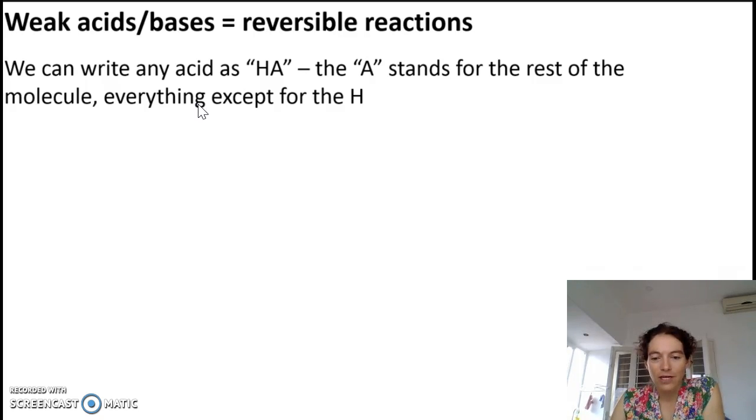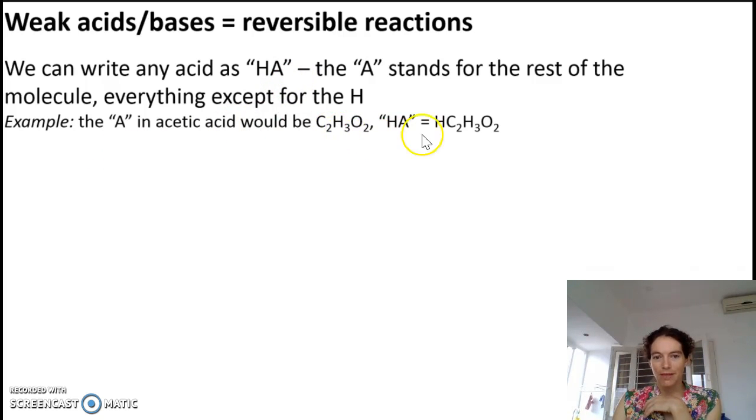So you're going to see a lot of times the notation for this as HA as a weak acid. So the A might be the bicarbonate, or it might be the acetate ion. It's going to be whatever is in the acid that's not the H plus that's breaking off. So the example here is the acetic acid is HC2H3O2. And so the A is this thing here. Everything except for the H.